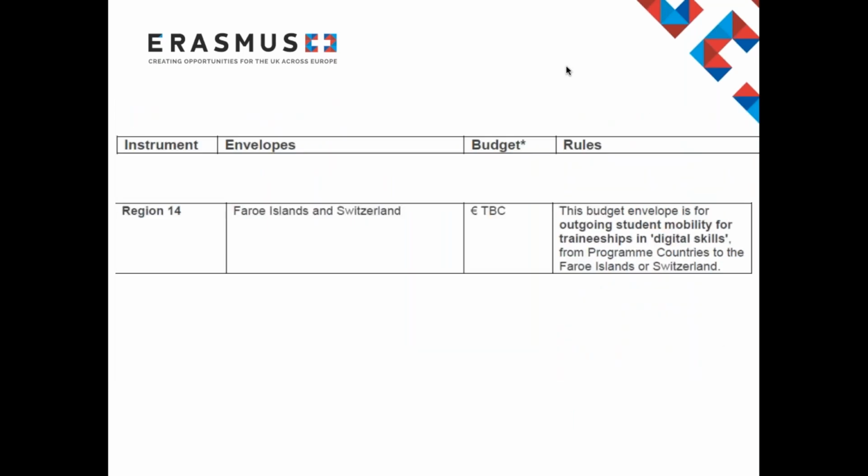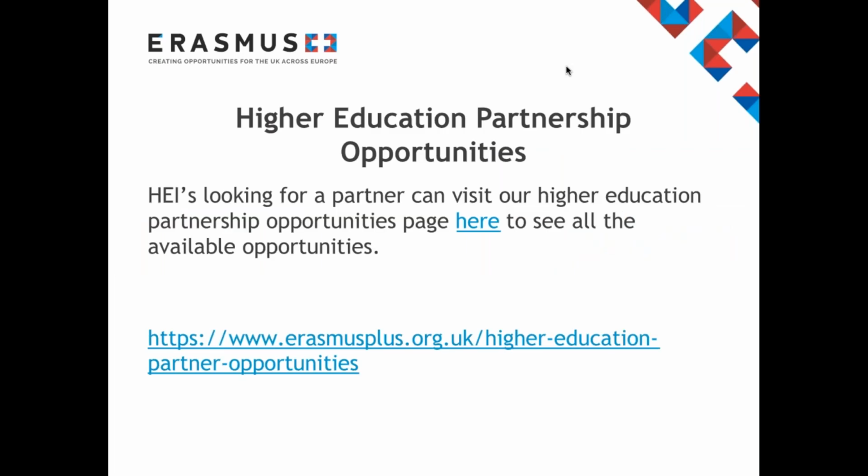This webpage lists partnership opportunities from any higher education institution in an Erasmus Plus partner country looking to partner with any UK HEIs for international credit mobility under Key Action 107, mobility between programme and partner countries. Any HEIs from partner countries around the world looking for international credit mobility partners in the UK complete the Higher Education Partnership Opportunities form and email it to erasmus@britishcouncil.org, and we then publish the details on our website.